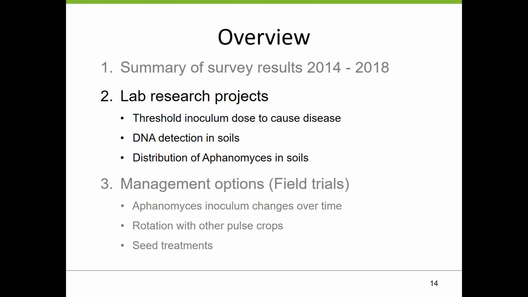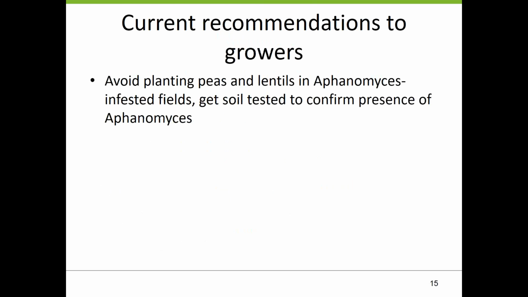Okay, so now I'm going to talk about some of the research projects that we've been doing in the lab. And I want to frame these in the context of recommendations that we provide to growers so that it makes sense while we're doing this research.